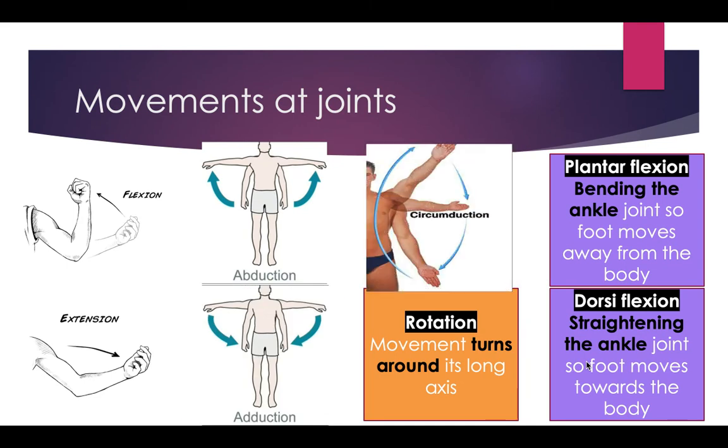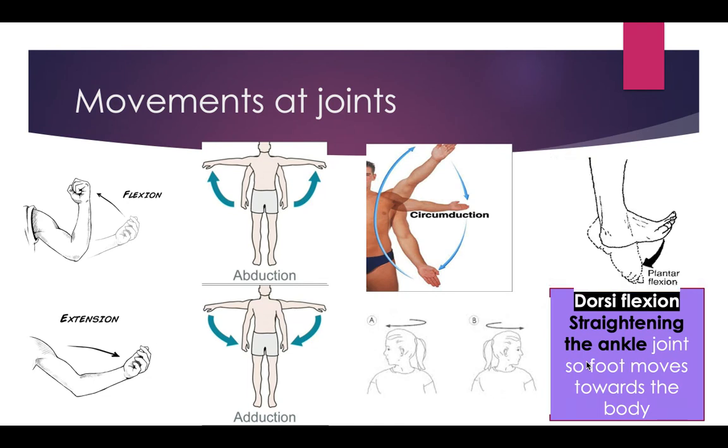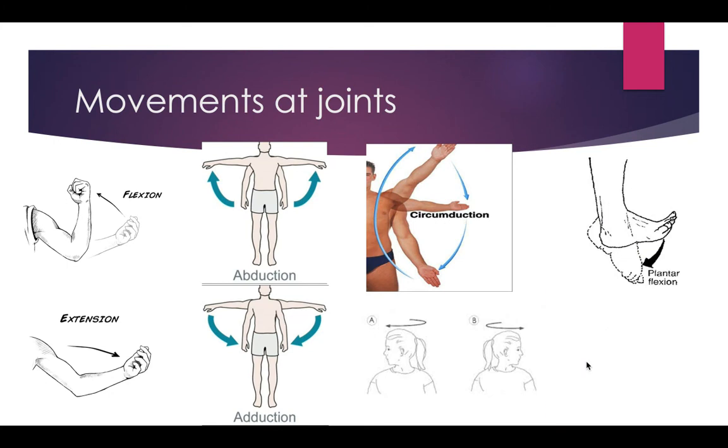Circumduction would be rotating your arm around a shoulder joint. So if you did some circles of your arm to loosen up in your warm-up, you are using circumduction. And rotation is where you are rotating your head from left to right. Plantar flexion, pointing your toes. Dorsiflexion, lifting your toes back up.